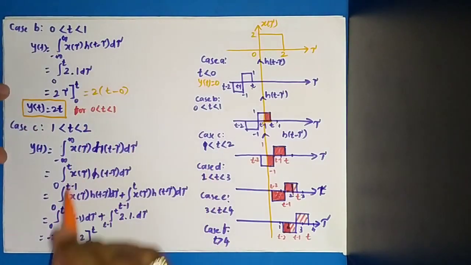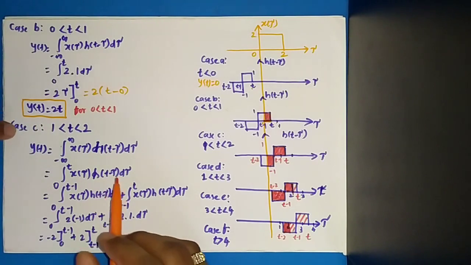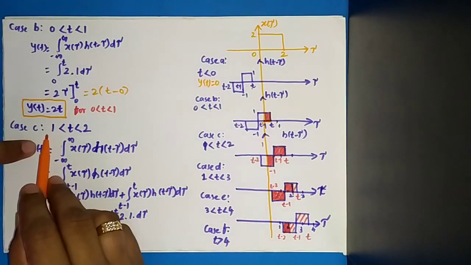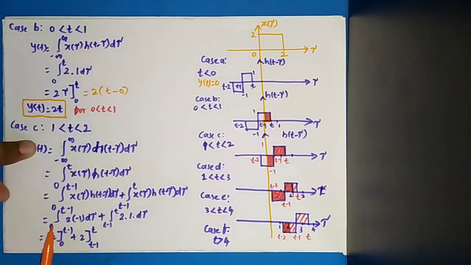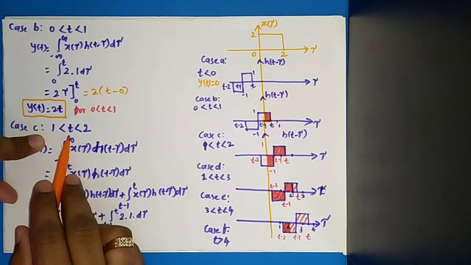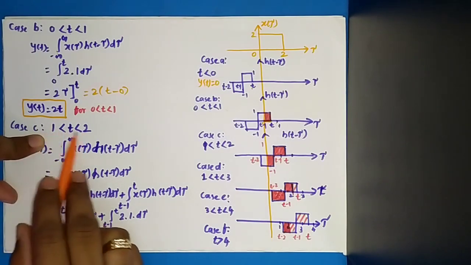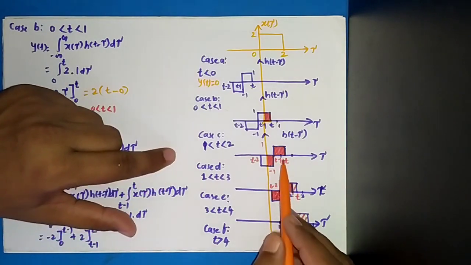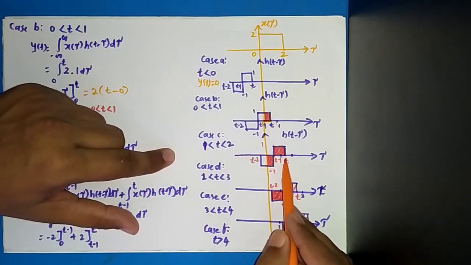This is the second case. What about the third case? Okay, so if I assume that t is between 1 and 2, that is, the value of t in h of t minus tau lies between 1 and 2, as you can see in the case C graphical representation here, the t term is there in between 1 and 2.